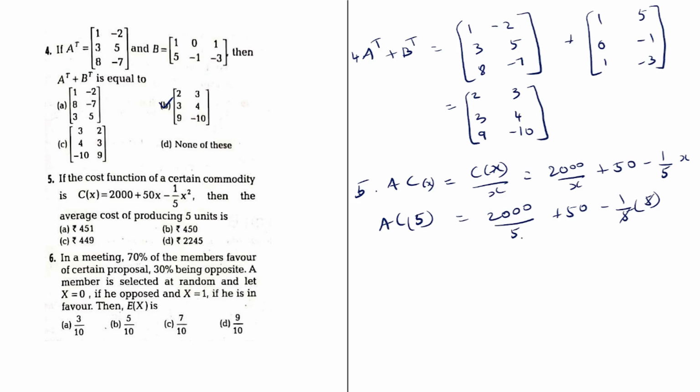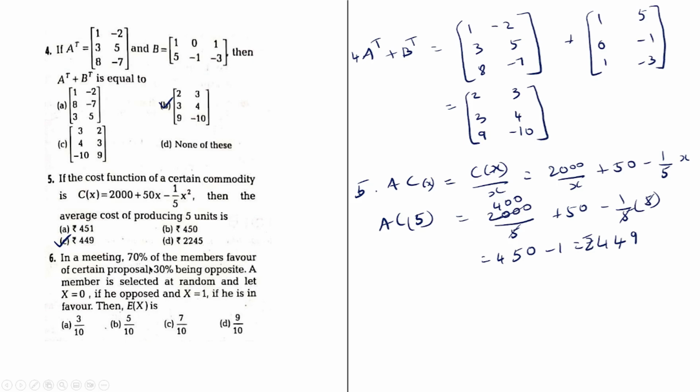These two 5's will go. This is 400. So we have 400 plus 50, 450, minus 1. It is 449 rupees. So the correct option is option C, 449. Next question.